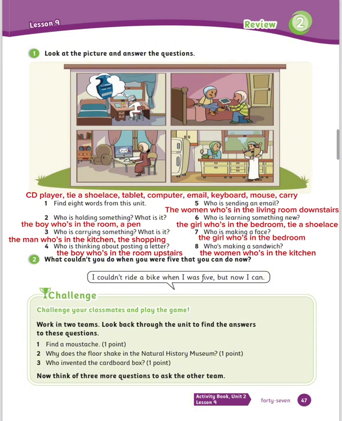Exercise number 2. What couldn't you do when you were 5 that you can do now? Look at the example in the box.